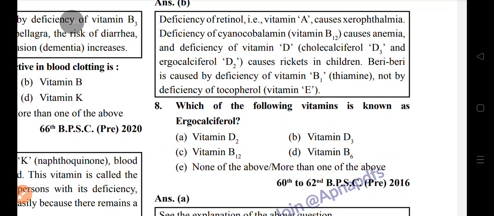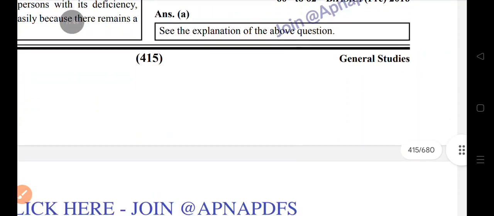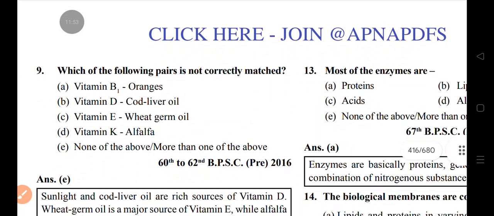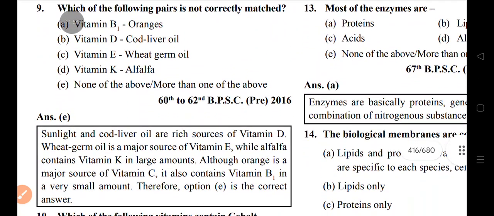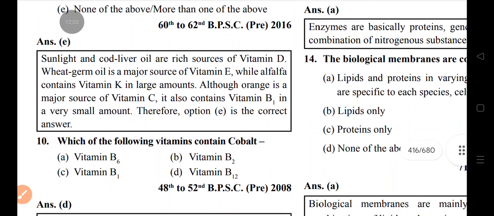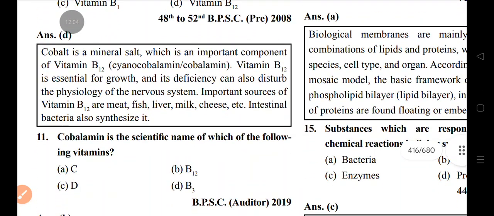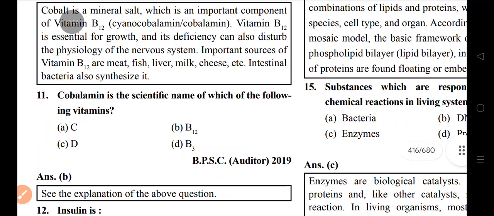Vitamin D2 is known as ergocalciferol. Not correctly matched. Vitamin K in large amount. Vitamin D, sunlight. Which vitamin contains cobalt? B12. Cobalamin is the scientific name of B12.